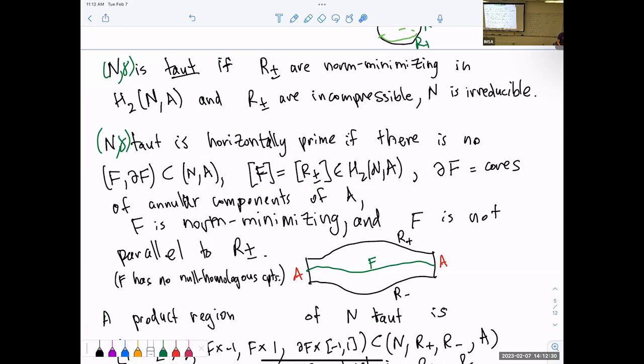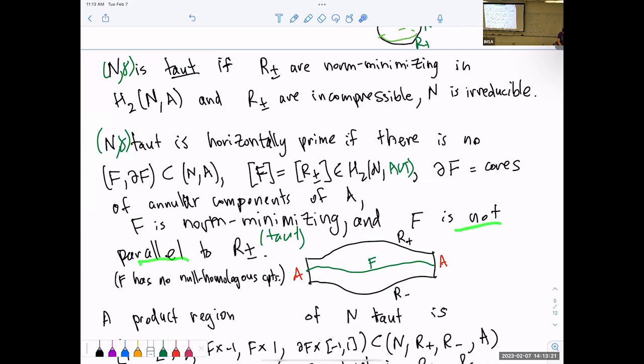Sorry, I think I should have said A union T here. Let me just write that. R plus and minus, their oriented boundary components are homologous to each other. Schematically, R plus is on top and R minus is on bottom, and we can't find any F that splits the two, which is norm minimizing in the sense I've described, and taut again, so there's no collection of closed components that's homologically trivial as well, and which is not parallel to R plus or minus.